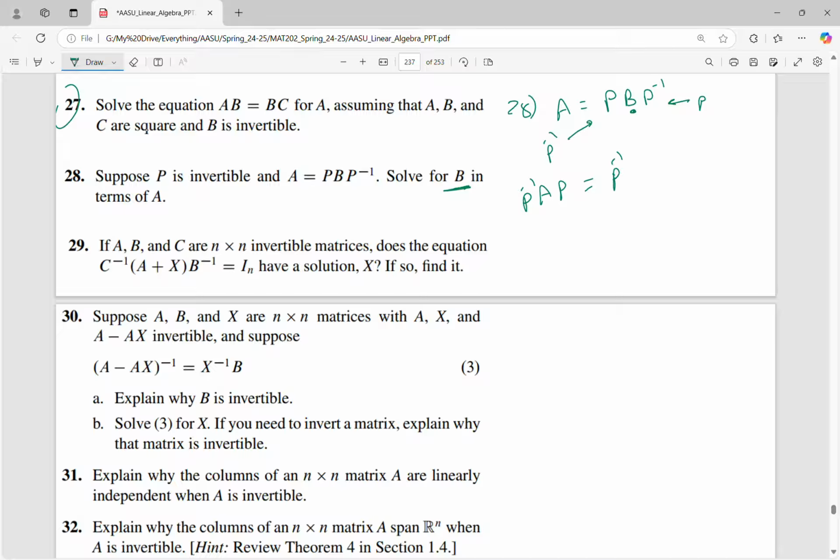From left by P inverse, from right by P. Why? Because P inverse times P is the identity, and this is the identity. So on the right, you'll be left with B equals P inverse A P. This is B. So we are solving equations using the inverse. Very nice questions. Simple ideas, very simple ideas. It all depends on our understanding.